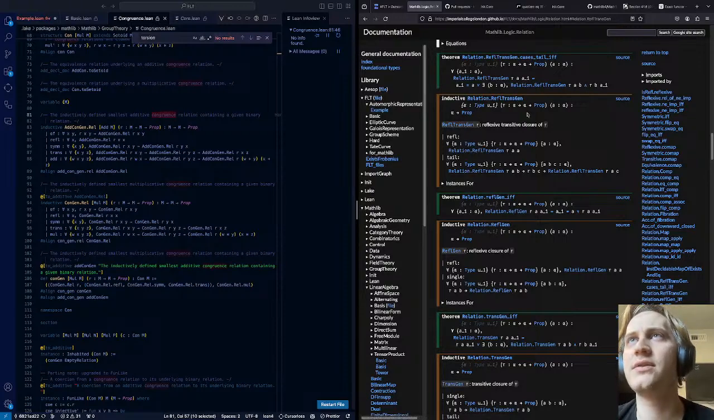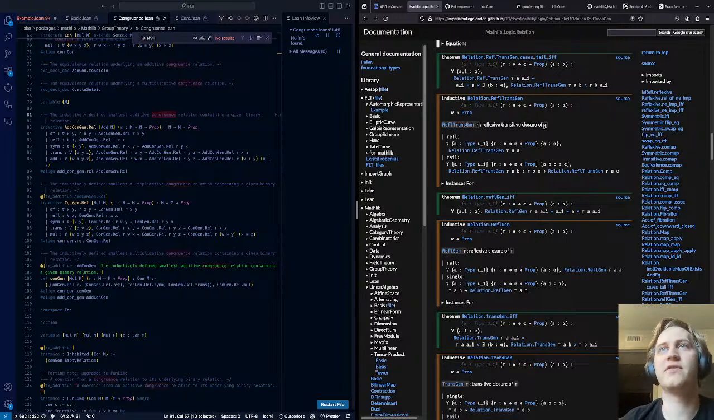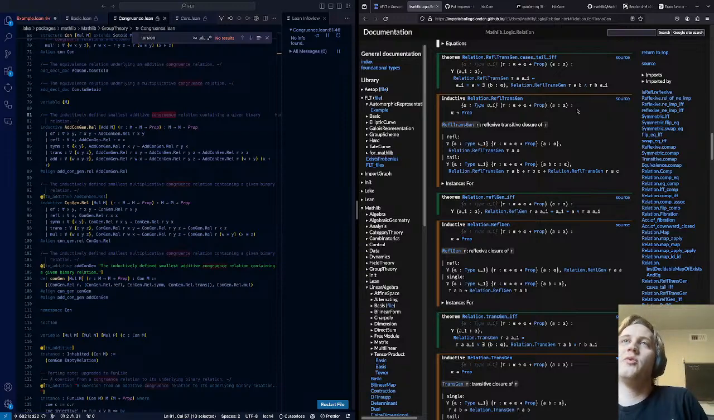Relation.ReflTransGen, right? The reflexive transitive closure of R. You can see why both of them would be after the colon, right? It's like I'm taking a relation on alpha, and I'm returning a relation on alpha.